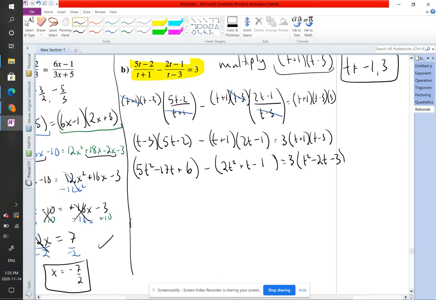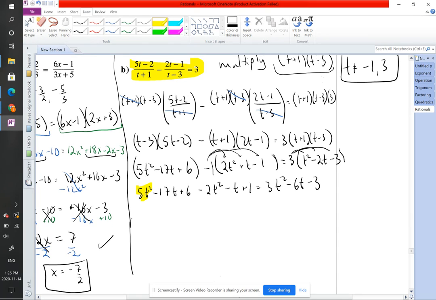And then what I'm going to do is rewrite this, because we know if we have a subtraction here that -1 also needs to factor through. So I'm going to rewrite this as 5t squared minus 17t plus 6 minus 2t squared minus t plus 1 is equal to, and then I'm going to factor that 3 through there. So now I've got 3t squared minus 6t minus 3.